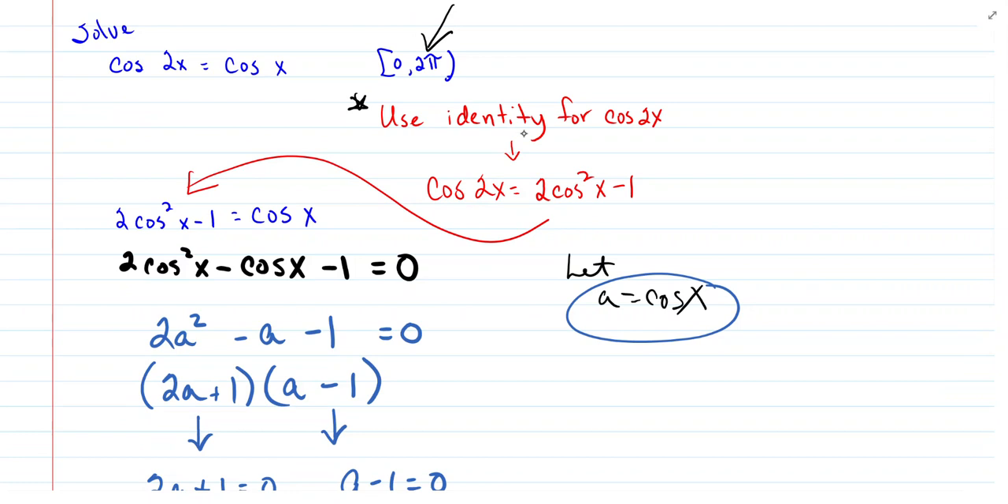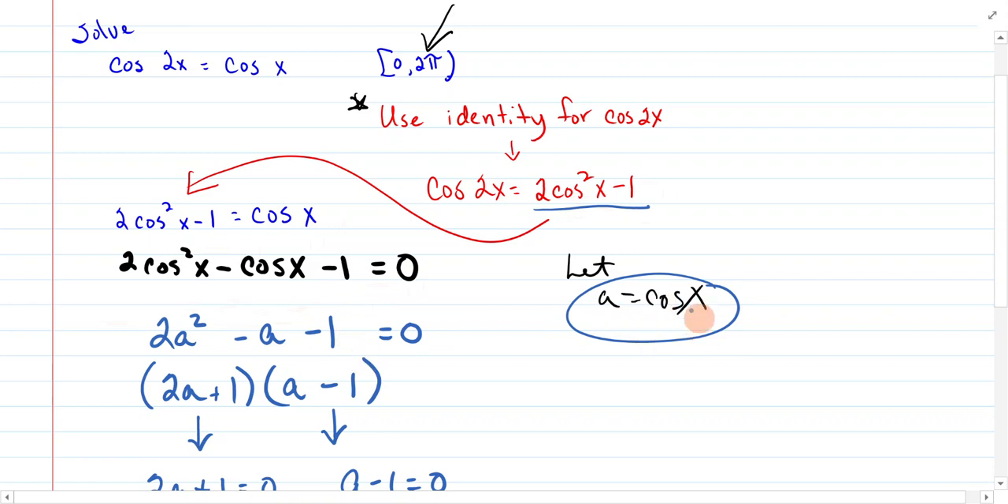So we need to use an identity for cosine 2x. And the identity that works is this one here, 2 cosine squared x minus 1, because we have a cosine over here, and that way we'll all be in cosine. So we substitute that in for cosine 2x, then subtract this cosine over here so we have something that looks quadratic, 2 cosine squared x minus cosine x minus 1.